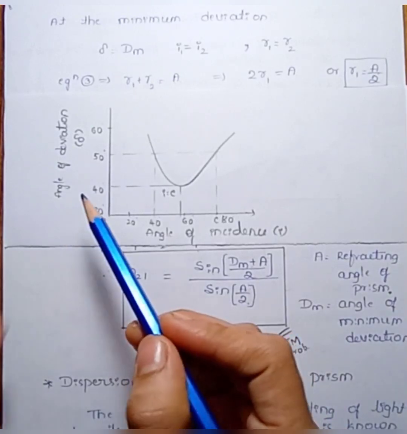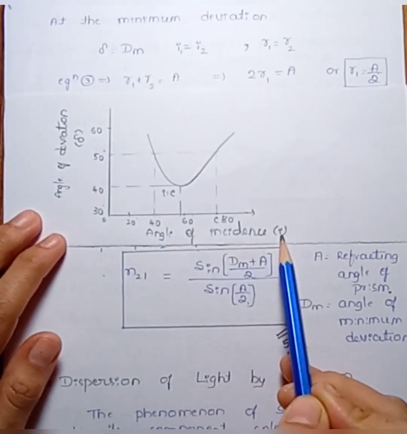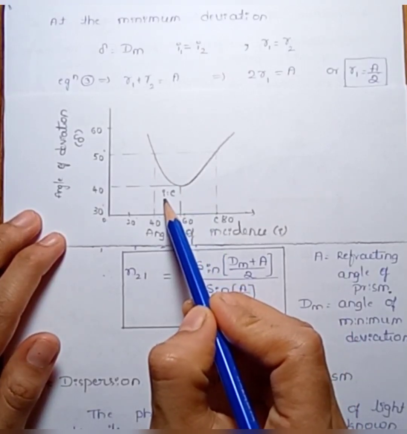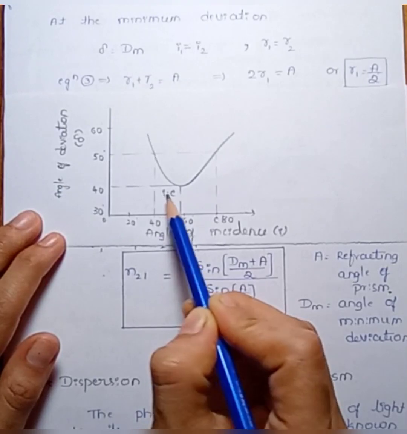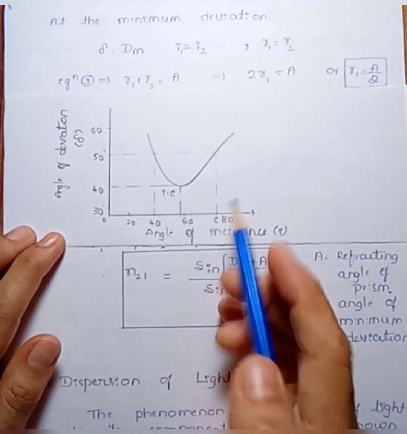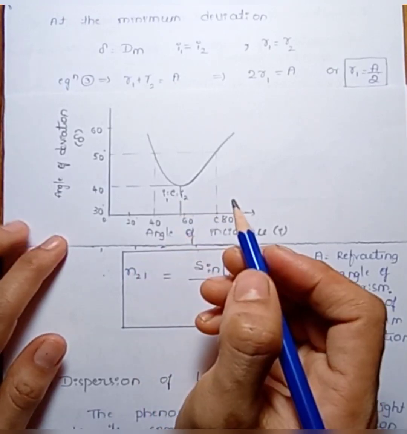Graphically, angle of deviation is taken along the y-axis and angle of incidence along the x-axis. Then at minimum deviation, the angle of incidence must be equal to the angle of emergence, that is I equal to E, that is I1 equal to I2.